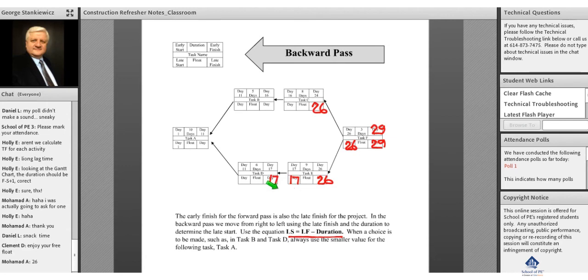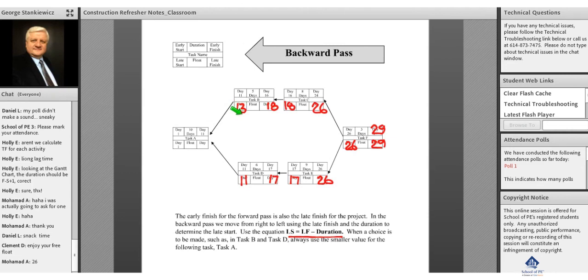And we stop here. We have to do the path up above and then make a decision as to what we need. So we go back and we go 26 minus 8 is 18. We take 18 and we immediately put it into our late finish for task B. 18 minus 5 is 13. And we did it. We calculated out the backward pass.